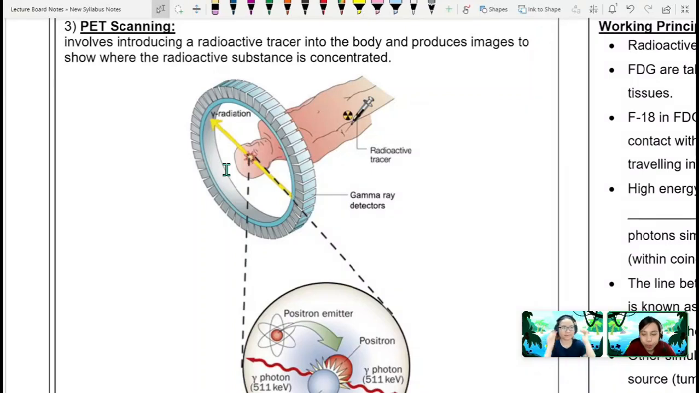So in the previous video, we looked at the two physics principles that are very important in PET scan. Now we are going to see what actually happens when you go to hospital to get a PET scan. Okay, Miss Lee, what's happening?